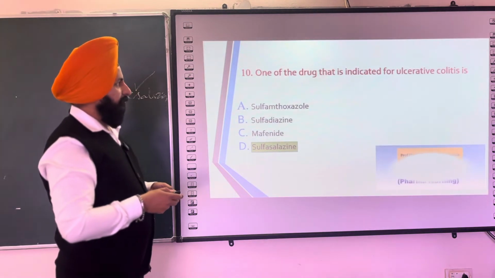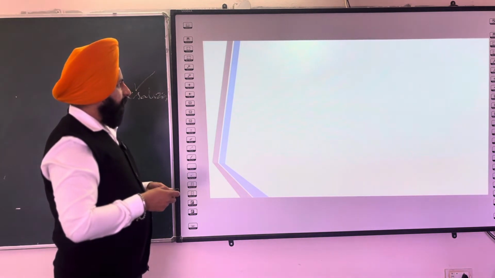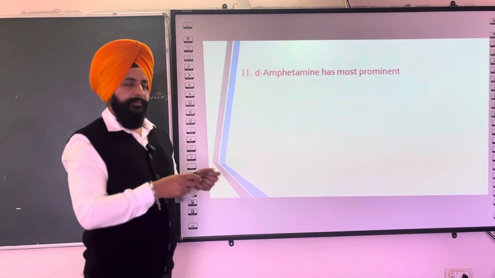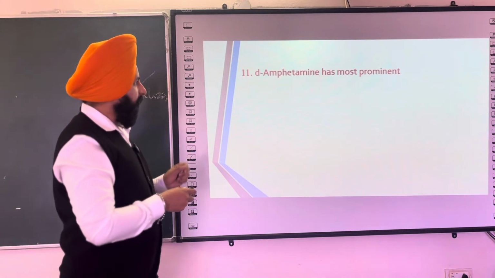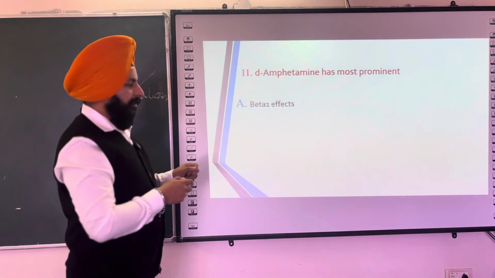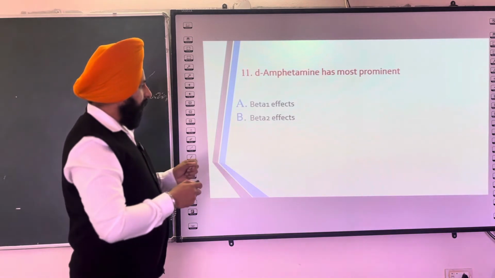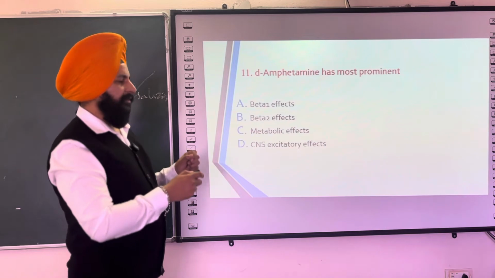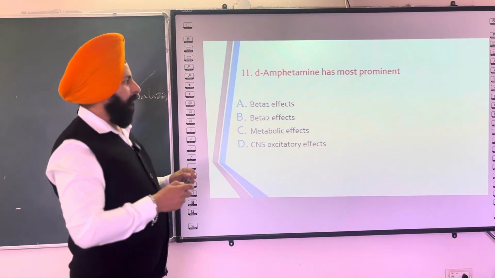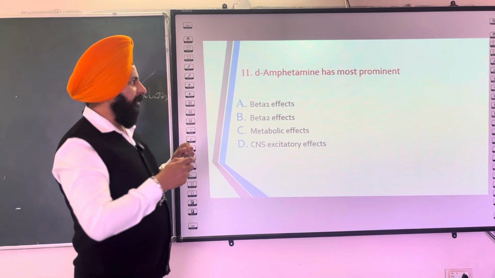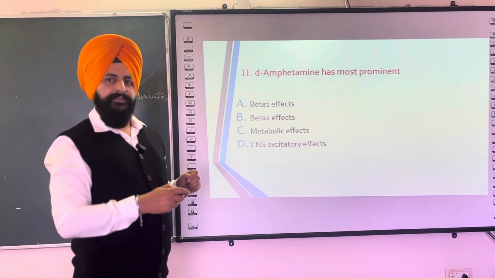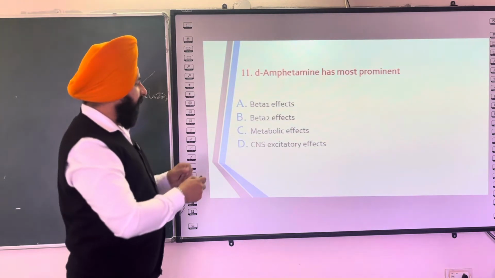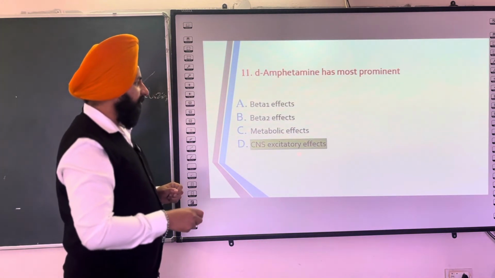The next question for the GPAT series is: D-amphetamine has most prominent. The options are beta 1 effect, beta 2 effect, metabolic effects, and CNS excitatory effects. You can choose the correct answer for D-amphetamine, which is the dextro isomer of amphetamine. The correct answer is CNS excitatory effect.